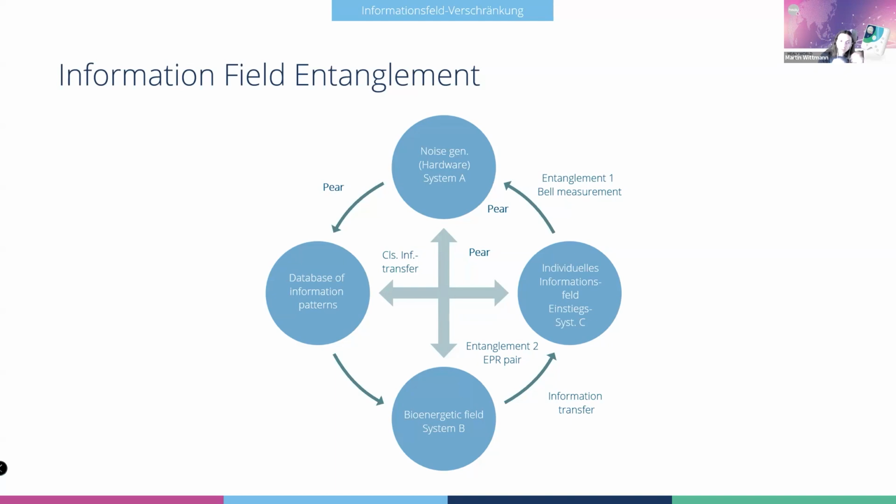So you are using classical information with entanglement of your bioenergetic field, the noise generator, and the information field to get exactly the information that you want, based on your consciousness, based on your current focus. I hope this was somehow clear because it's not trivial, but let's go on to the next one because time is running and we also already have half of the time gone.